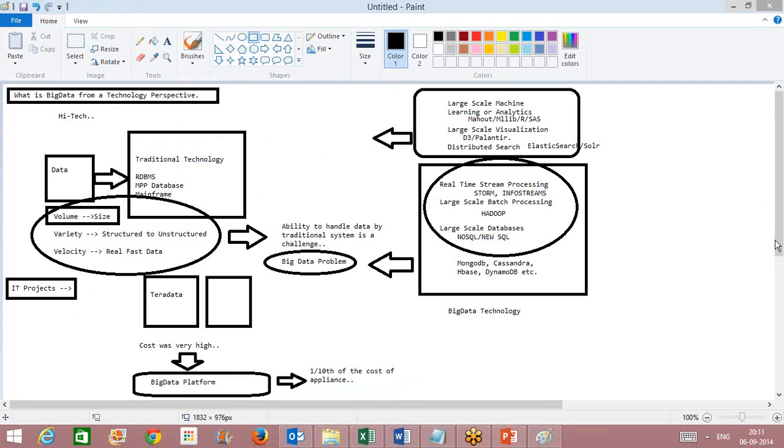The second question is, if Hadoop is limited to large scale batch processing, then why is it that all other technologies are woven around Hadoop and HDFS? Okay. The reason is, there are two big reasons to look for.